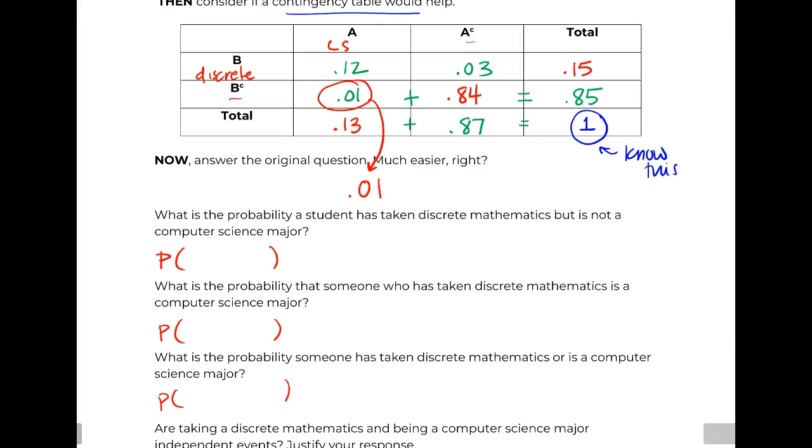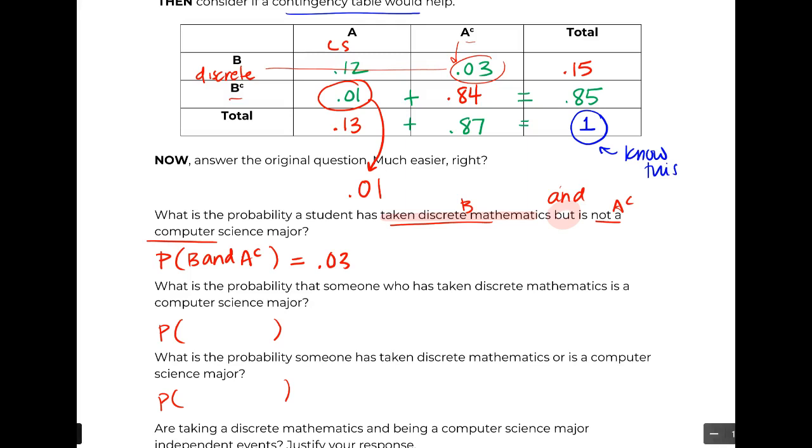Alright, so if you come back, we have taken discrete math, which is our keyword for "and", but not a CS major. So discrete math was B, not CS is A complement. Again, no need to use a formula here. This is straight off the table, right? B and A complement intersect here.